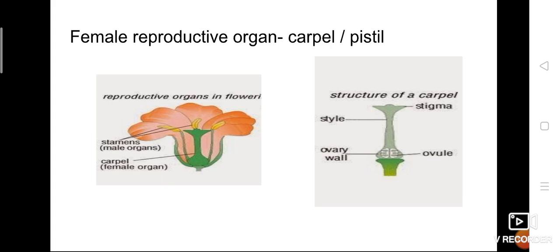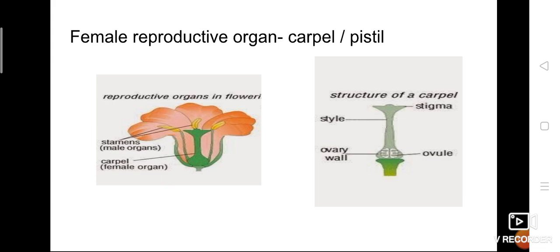Fortunately, plants have both male and female organs in the same place, isn't it? Both the female reproductive organ and the male reproductive organ are present in a flower. The male reproductive organ is responsible for the production of pollen grains. The pollen grain has to fuse with the female gamete called the ovum or egg. Okay, so how does that happen?